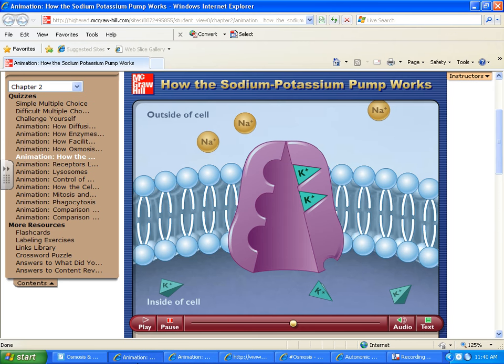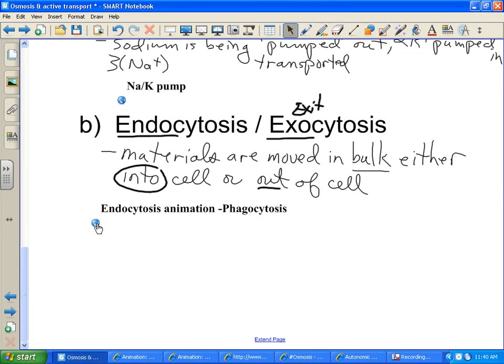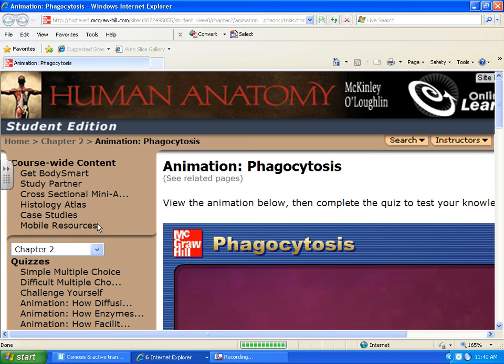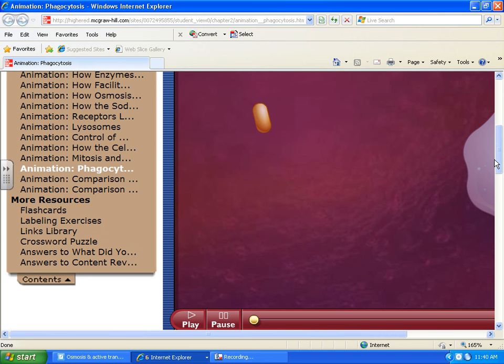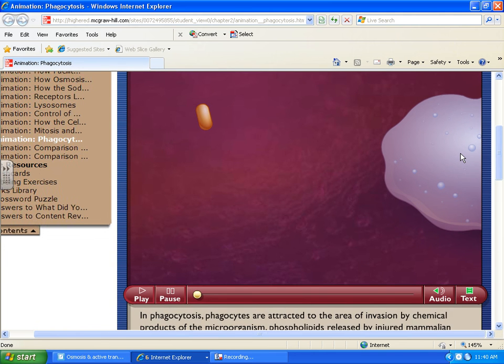Let's see if I can find it. Can't find it. I'll have to click it again. Maybe it's too big. I don't think you guys can see it. Move it there.